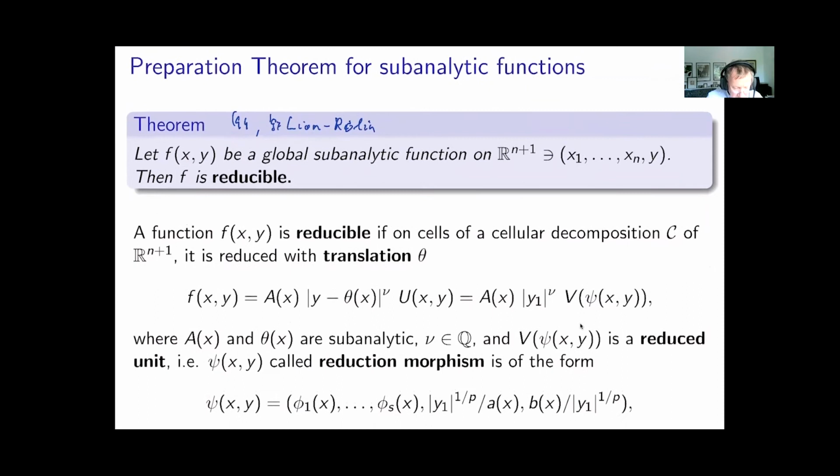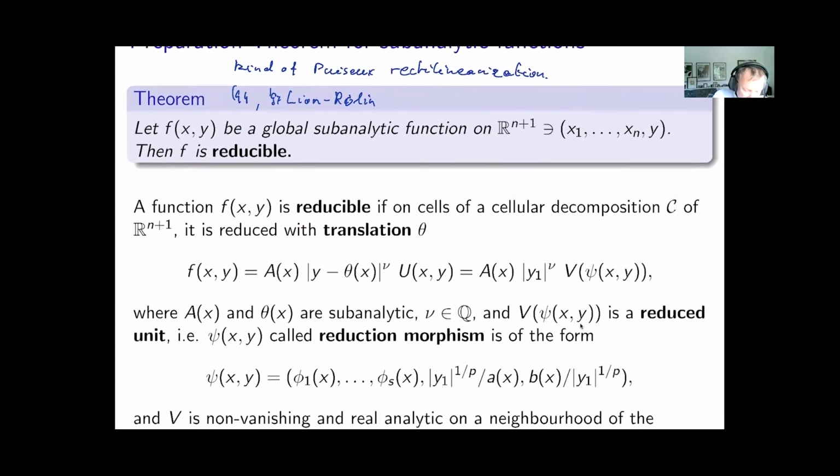So for me, the reason for introducing it was to handle the distance using resolution of singularities. So this is a kind of, maybe I will write it, a kind of Puiseux rectilinearization, which is of course not as beautiful as resolution of singularities, but it has this advantage that you control completely one variable.